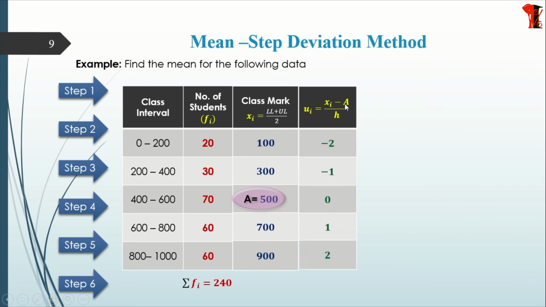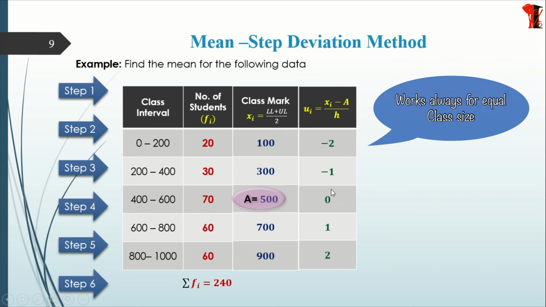Basically ui is a bigger calculation, but we can make it really short. How? See, whatever assumed mean you take, its ui will be 0. I'll repeat again: whatever number you take as the assumed mean, its ui will be 0. The previous number is minus 1 and then minus 2. The next number is plus 1 and plus 2. This we can write without doing any calculation.